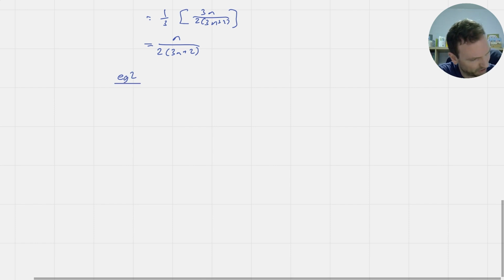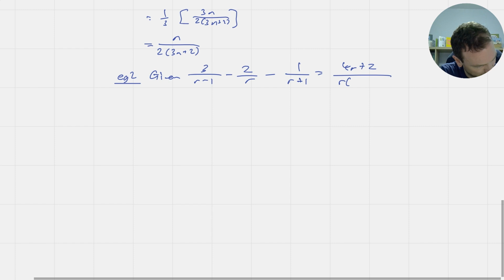So second example, the result I'm going to give you here. So I'm going to say we're given 3 over r subtract 1, subtract 2 over r, subtract 1 over r plus 1 is equal to 4r plus 2 over r brackets r squared minus 1. And the result I'm going to ask you to look at here is the summation from r equals 2 to n. So slight complication, I'm putting r equals 2 in. There's a reason though. If I put r equals 1 in, that denominator would be undefined.